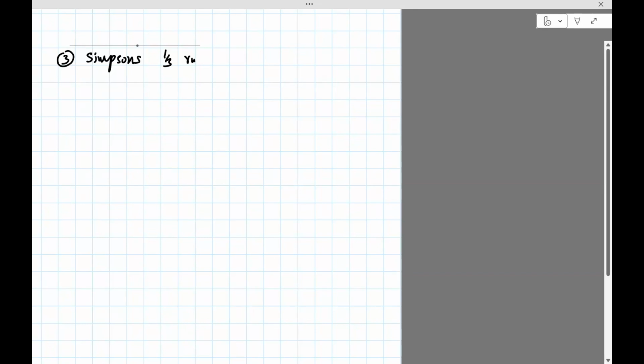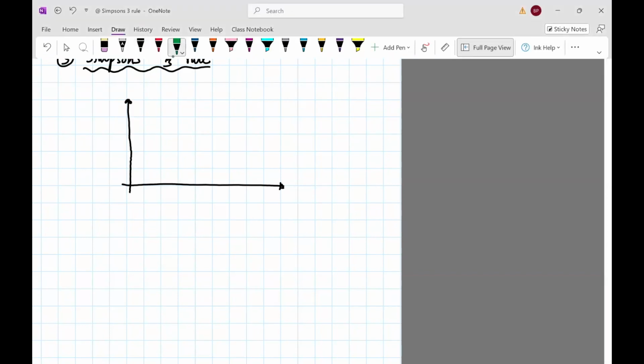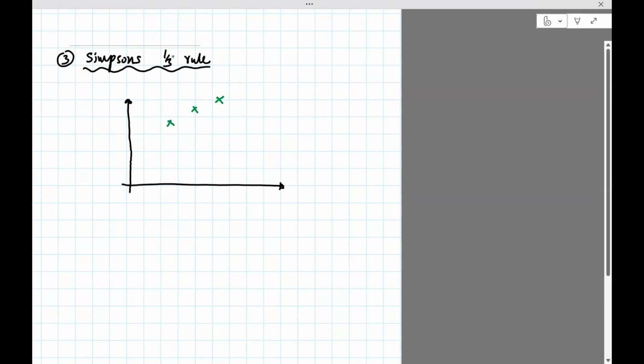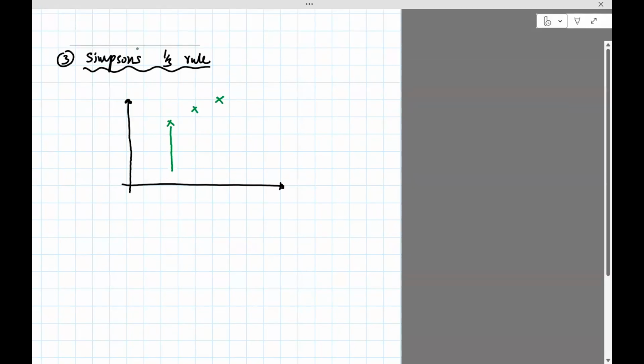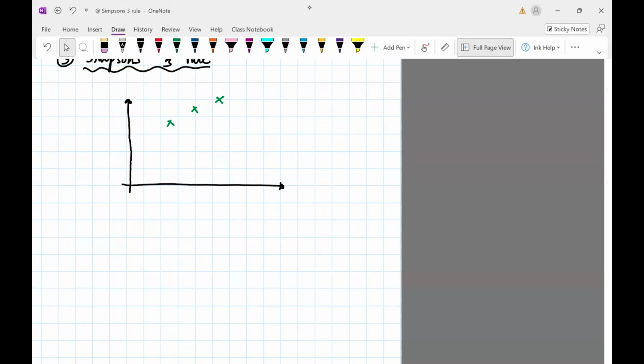Simpson's 1/3 rule. Okay, so to curve fit using quadratic equations, we would need 3 points. I'll just look at 3 data points first, and then I will extend this to an entire function. So let's consider 3 points.